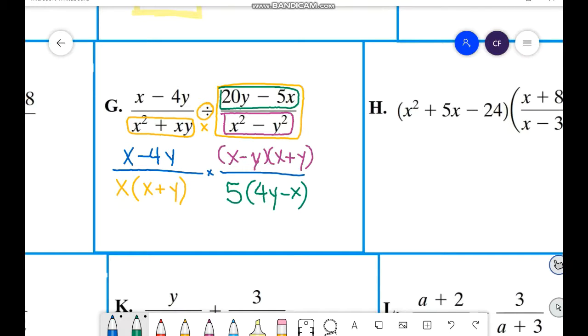Cool? Check this. Find everything that can be cancelled out, that can be simplified. So x plus y can be cancelled out with x plus y. And x minus 4y is the opposite of 4y minus x. We can cancel, but remember that this will remain a negative 1 here, because they are opposites. So we still have a negative 1.